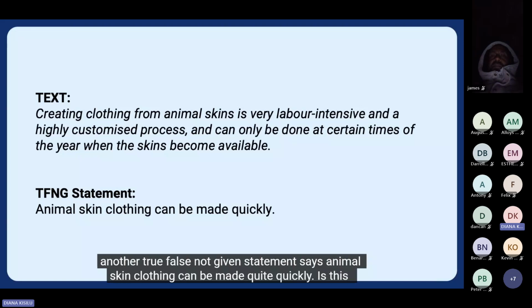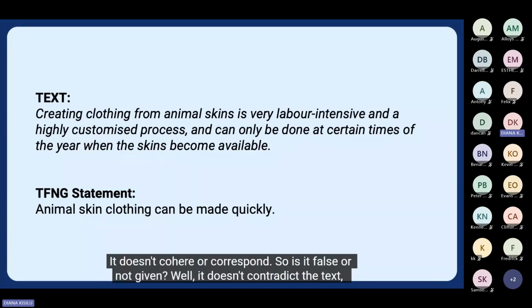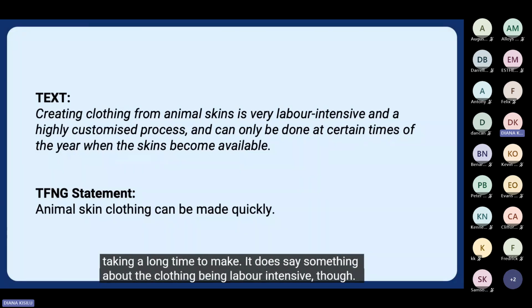Is this true, false, or not given? Well, it's not true because the text doesn't say anything about it. It doesn't cohere or correspond. So is it false or not given? Well, it doesn't contradict the text, so it can't be false. In other words, there's nothing written there about animal clothing taking a long time to make.